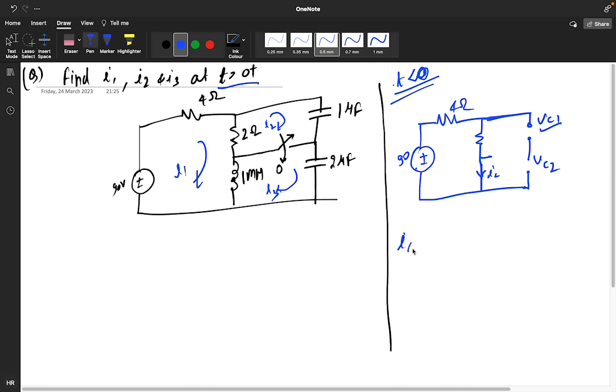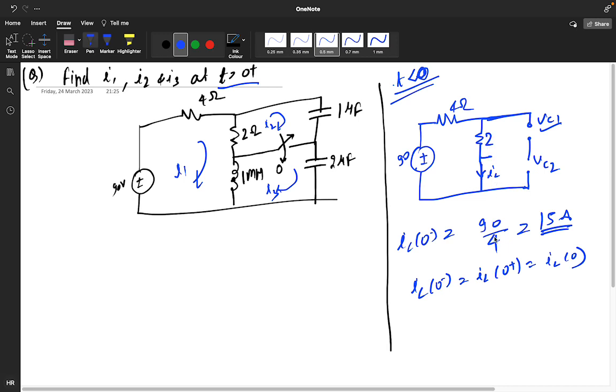So what will be your IL(0-)? Nothing extra, because no current is going elsewhere. So 90 divided by 4, how much is it? 15 ampere. So we got IL(0-), and we know that IL(0-) is equal to IL(0+), equal to IL(0). Oh sorry, it's 4 and 2, so 6.